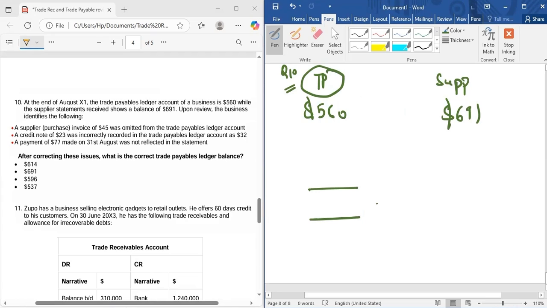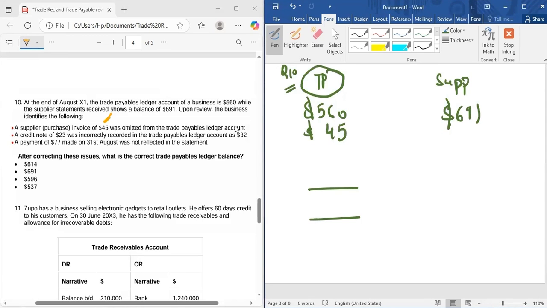Okay. So a supplier invoice of $45 was omitted from the trade payables ledger. Again, the supplier has sent some invoice, some bill, but we did not account for this in our trade payables ledger. We did not record this bill. So technically our trade payables should increase because of this invoice, because we have to pay them $45. So we will add here $45.